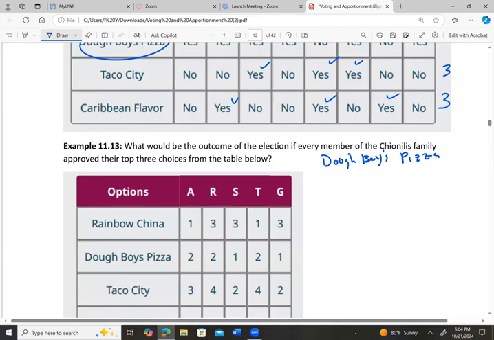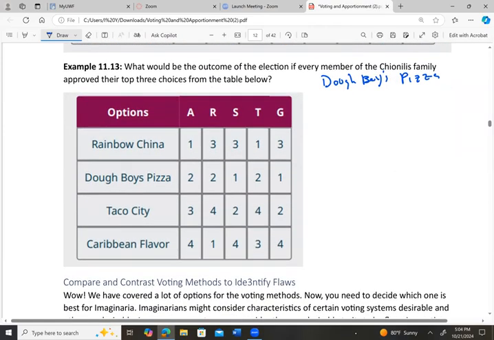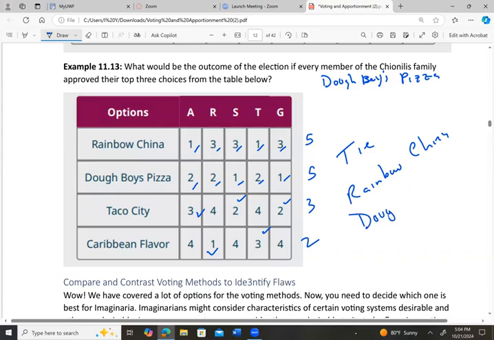So what would be the outcome of the election if every member of the family approved their top three choices? So if it has a 1 or a 3 in it, it's approved. So 1, 2, 3, 4, 5. 1, 2, 3, 4, 5. 1, 2, 3. 1, 2. So here we would have a tie between Rainbow China and Doughboy's Pizza.